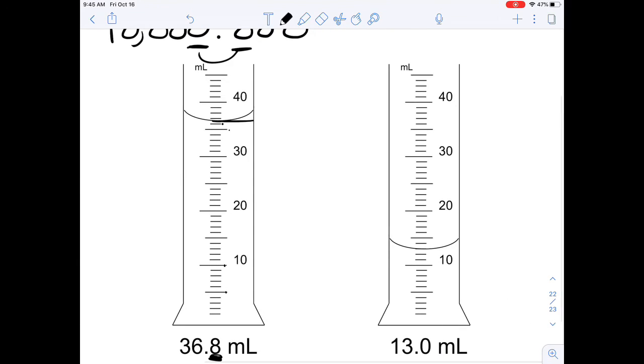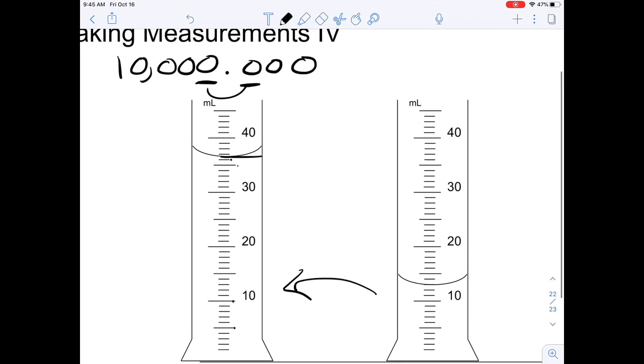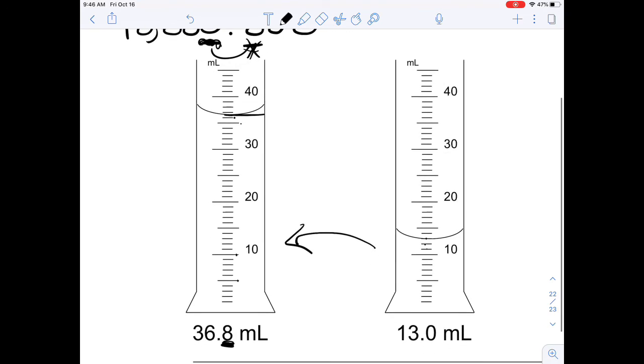All right, last graduated cylinder, it's exactly similar to the one that we just talked about. So we know our ones place, and we're going to estimate our tenths place. All right, so again, bottom of the meniscus here. This is 10, 11, 12, 13. It looks like it's directly on the line. So notice how they wrote 13.0, and again, that 0 is that estimated digit.